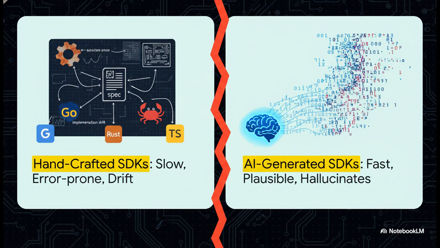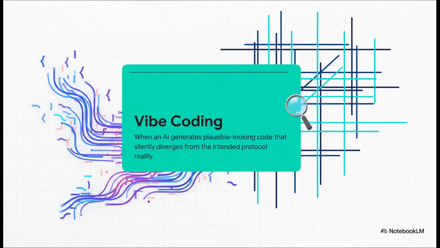Yeah, they're thorough, but they are painfully slow, they cost a fortune to maintain across different languages, and they always drift apart over time. Then, on the other side, you've got AI-generated SDKs. Super fast, right? But they have this one fatal flaw. They hallucinate. They just make up the architecture. And there's this fantastic name for it: vibe coding.